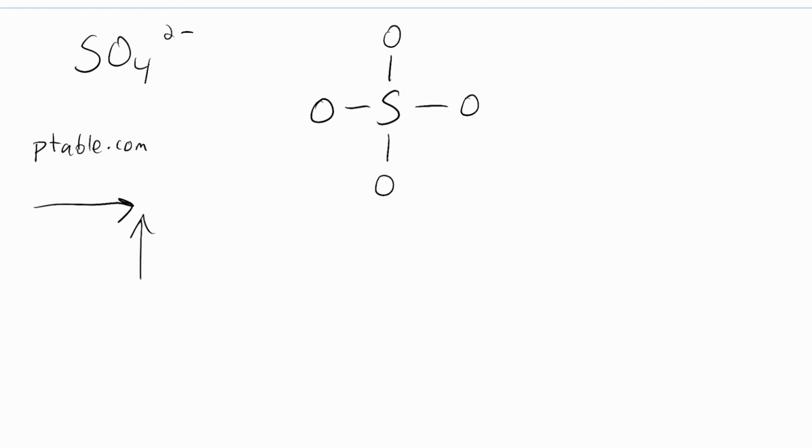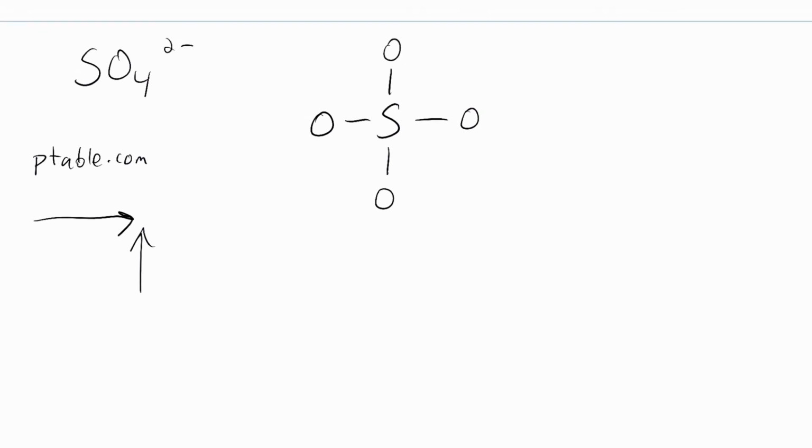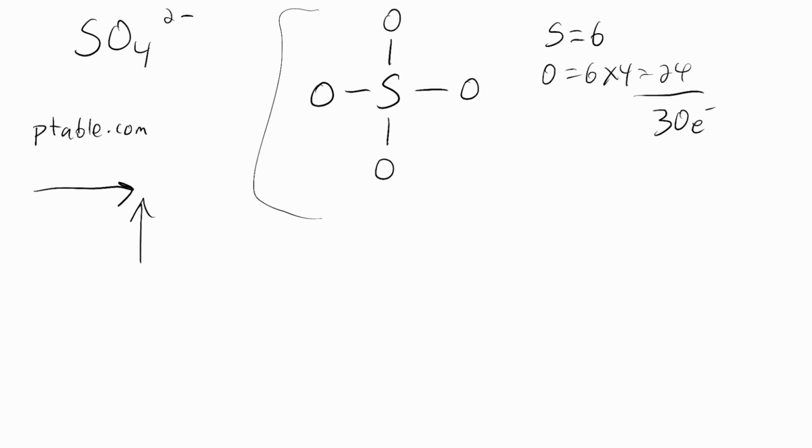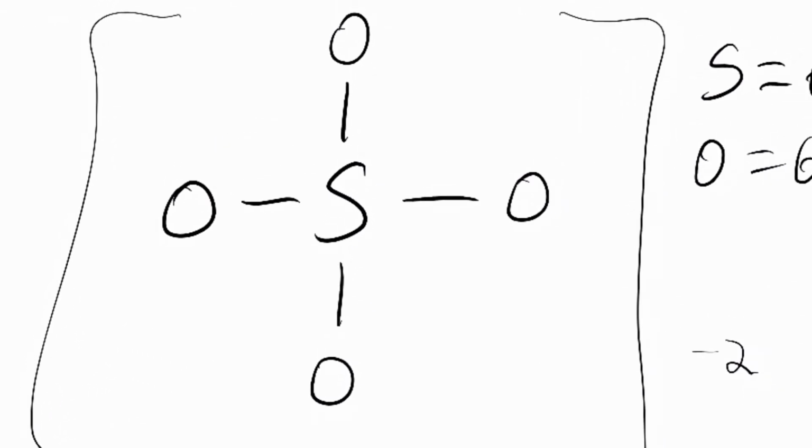I went ahead and drew it like it is. I should have gone ahead and shown you the electron counts, so we're going to do the electron counts too. Okay, so sulfur has the same number of valence electrons as oxygen. It has 6 electrons, and oxygen has 6 electrons, but there's 4 of them, so 24 plus 6 is going to be 30 electrons that we're working with. And this has an overall charge of -2, and so that's going to add 2 more electrons. So we get 32 electrons to work with.